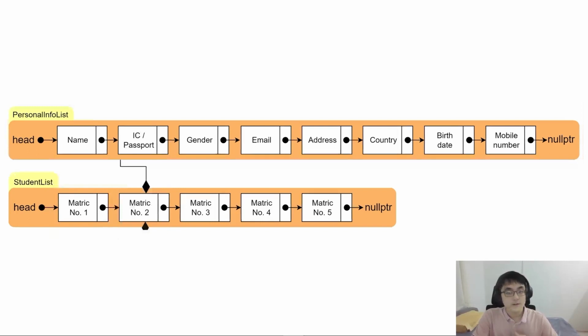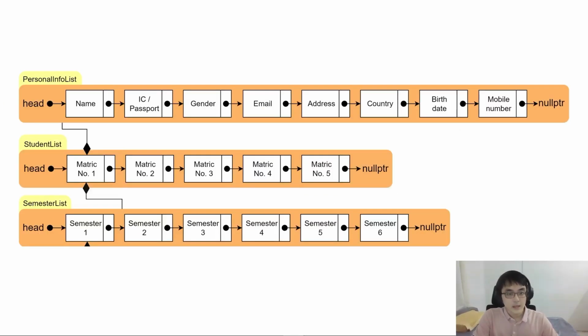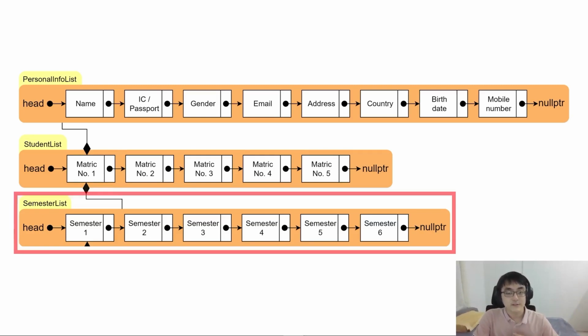It is the same for the second and the rest of students in student list, where each student has their own personal info list. By expanding the image, you can see that each node or student in the student list also has their own respective semester list. Each student has a linked list that stores the latest and previous semesters that the student has been studying, and in this case is about 6 semesters.